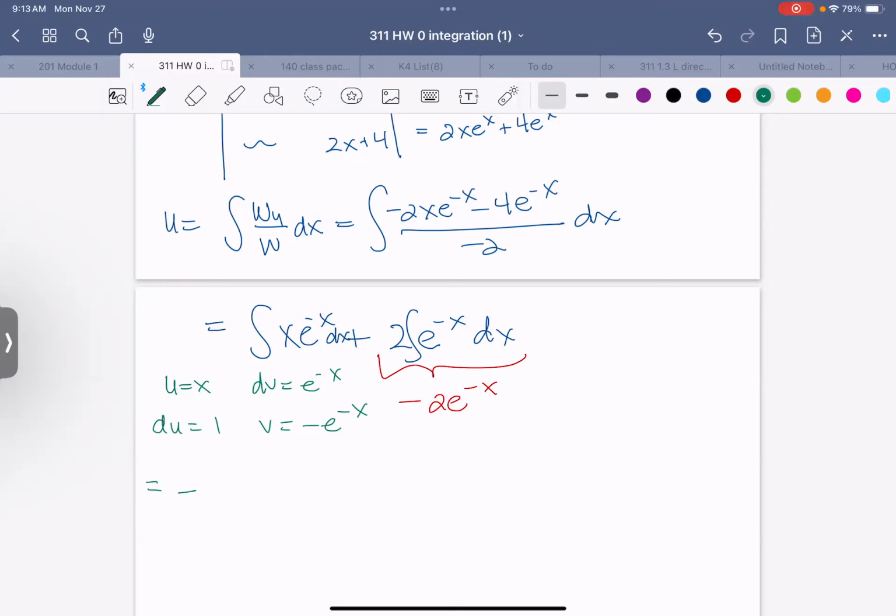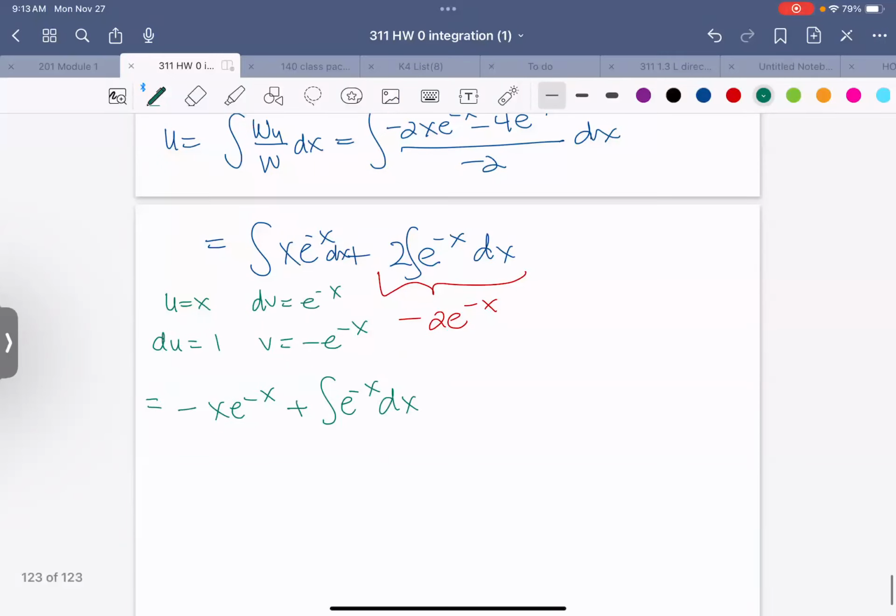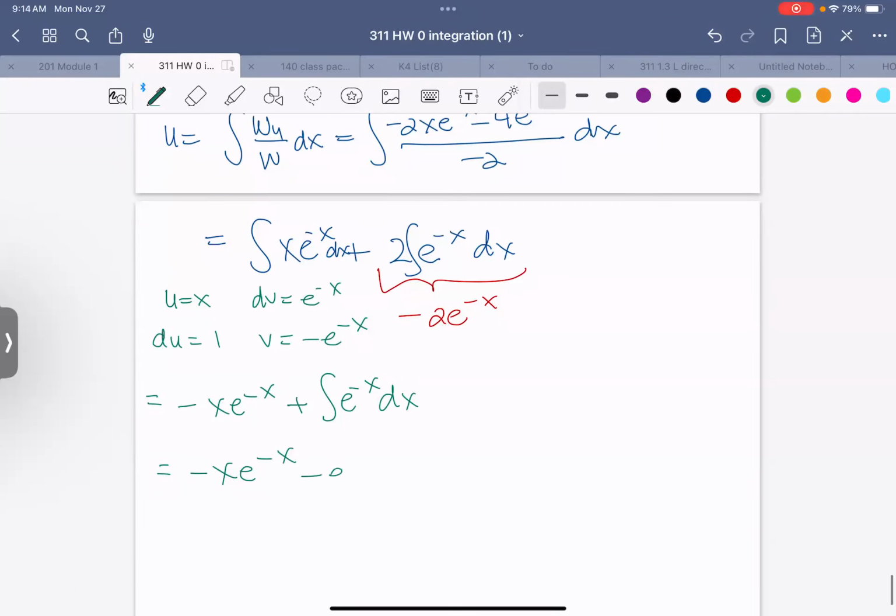So this turns out to be negative x e to the negative x minus the negative, so that's plus the integral of e to the minus x dx. So this becomes negative x e to the minus x minus e to the minus x. And then bring the red one back, minus 2 e to the minus x. So that's going to give me negative x e to the minus x minus 3 e to the negative x.